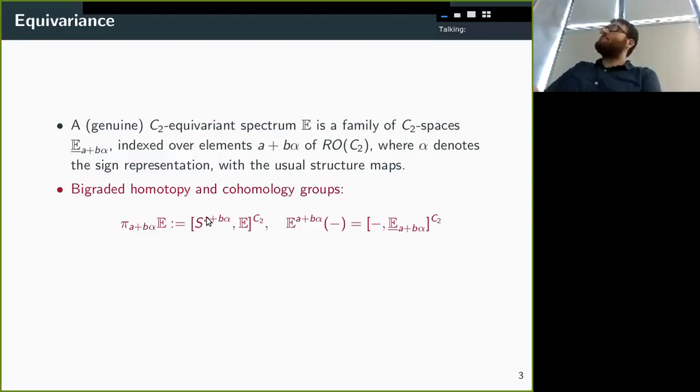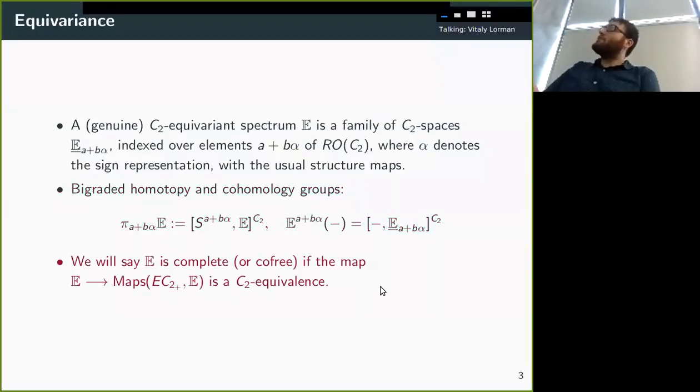So here S A plus B alpha means the one-point compactification of that representation with the C2 action coming from the action on the representation. And similarly, we have bigraded cohomology groups. And just one more quick definition, we say that a C2 equivariant spectrum is complete or co-free if the map from the spectrum to the mapping spectrum from EC2 plus into E is a C2 equivalence. Okay, so that's a definition I'll need at some point in the talk. Okay, so those are just some definitions we need to get started.